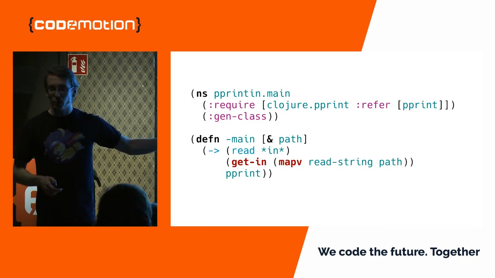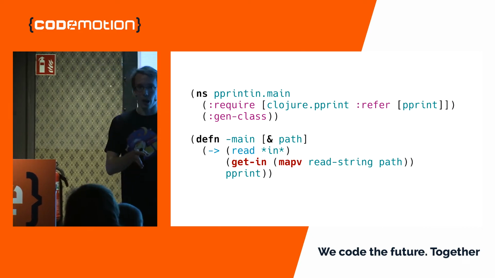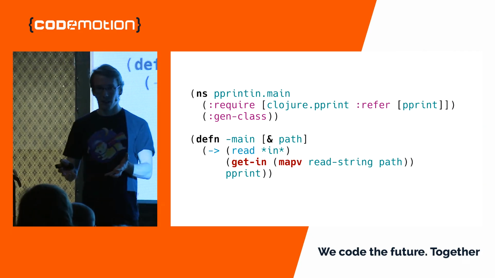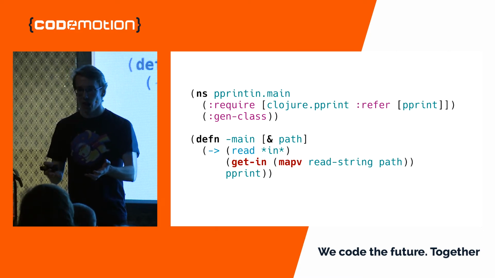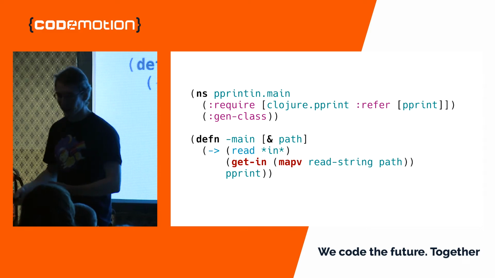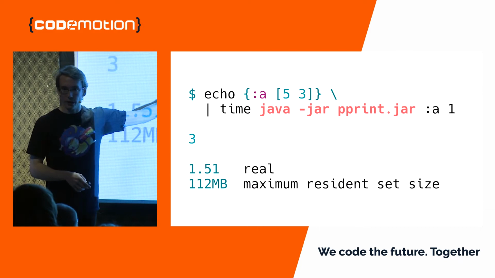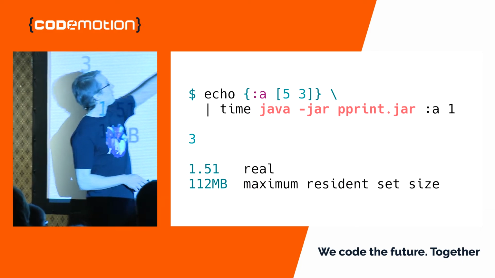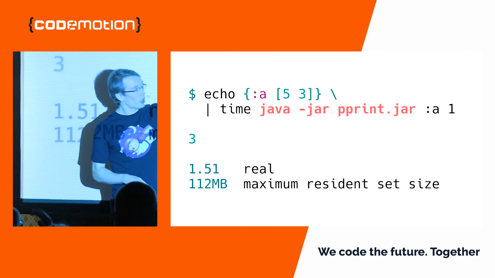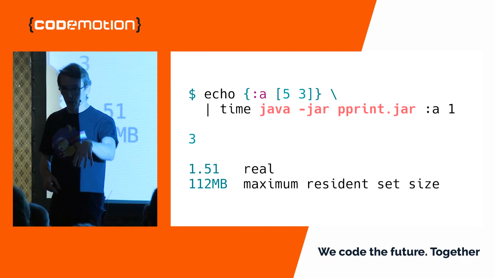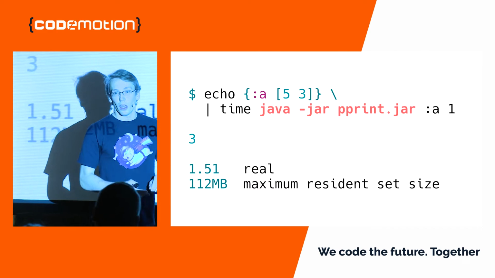The typical thing we would do in the Clojure world is similar to the Java approach. We compile this code to JVM bytecode and then package it as a fat jar, including both our code and all the dependencies. If we do it and then run this pretty printer to look up in this data structure a hash map with A pointing to a vector 5, 3, and we try to look up path A and then first offset, we get 3 as expected. It takes us 1.5 seconds and quite a bit of RAM.